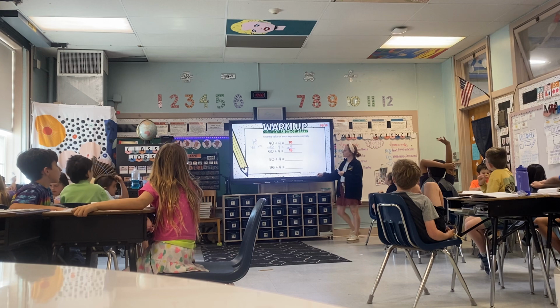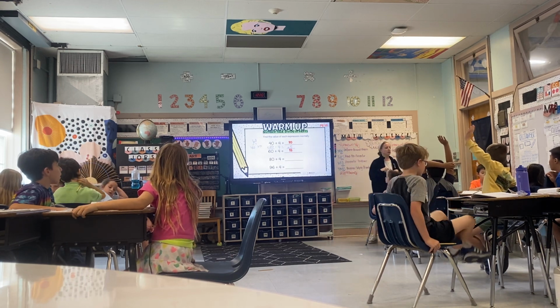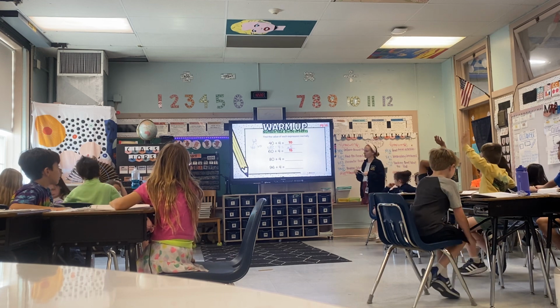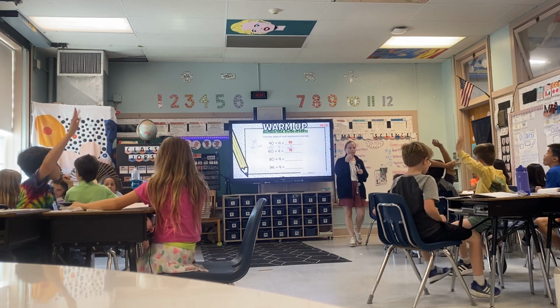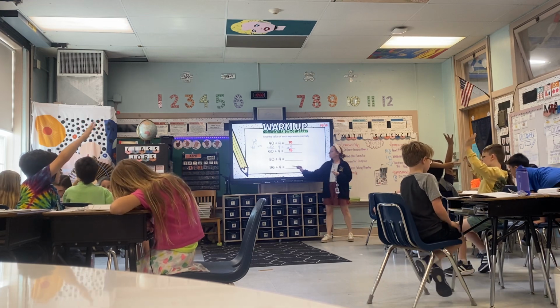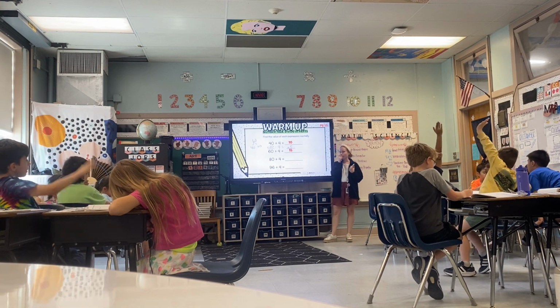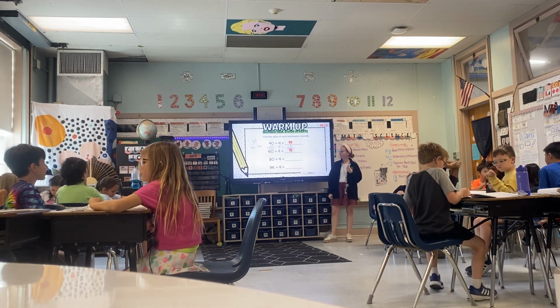So think about the next one. 80 divided by 4. I'll give you another 10 seconds to think about that one, so you can either revise your thinking. How can I solve 80 divided by 4 using one of these facts? Callan.